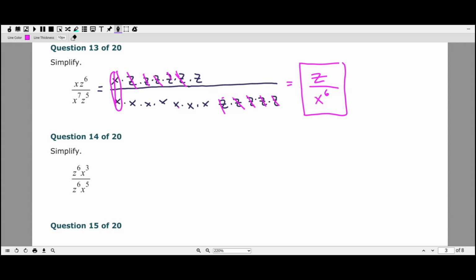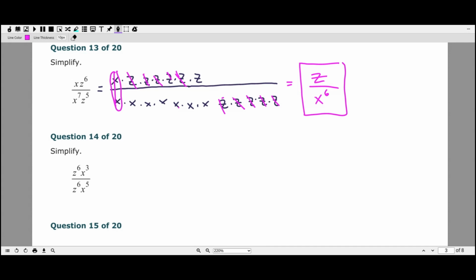All right, we're going back with number 14. So z to the 6th power over z to the 6th power. Since they have the same power, you can go ahead and reduce them. If you want to use the long way, go ahead and write them all out. But it doesn't matter which one you're using. I will say that since it's the same, I would just cross them out. They divide out. Okay, now x to the third power over x to the fifth.